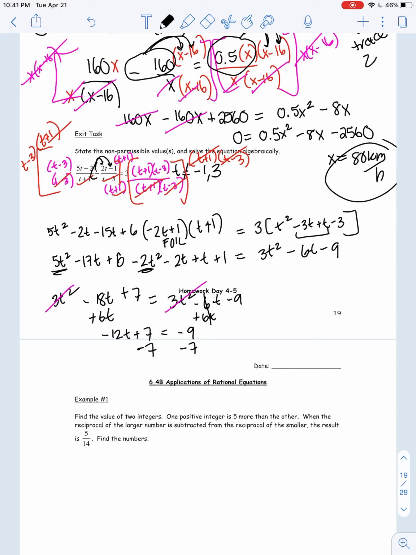Then we're going to subtract 7 on both sides. So that gives us negative 12t equals negative 16. And then we're going to divide both sides by negative 12. So that simplifies to a positive number, and you're dividing both the top and bottom by 4, so that gives us 4 over 3 as your final answer for t.